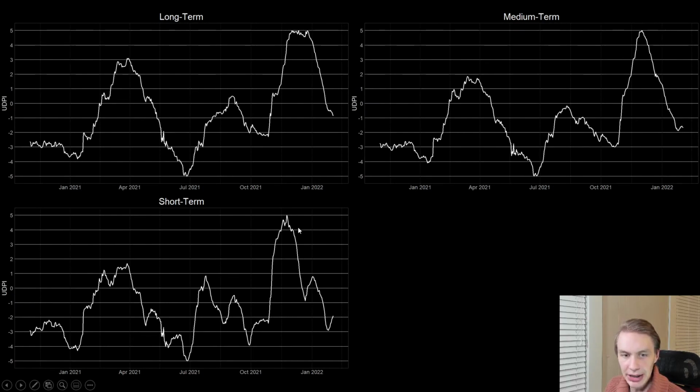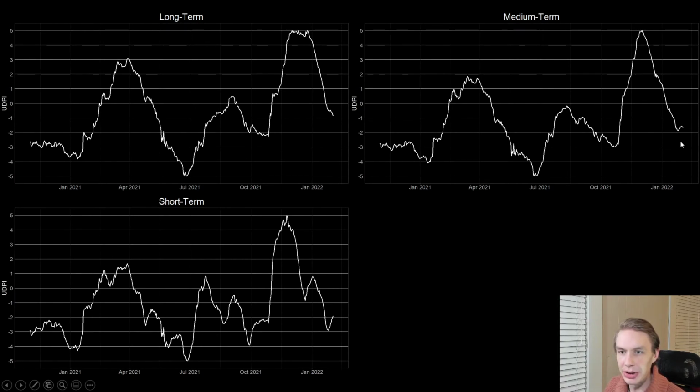We can see that since then, things have cooled off across all of the different time frames. We've fallen quite precipitously across all of them, with the short-term UDPI having gotten down to almost -3 before bouncing back up a little bit in the more recent days. Now, one of the things that's interesting about this behavior, if you've seen some of the videos that Joe has put out recently, is that he's made this observation as well.